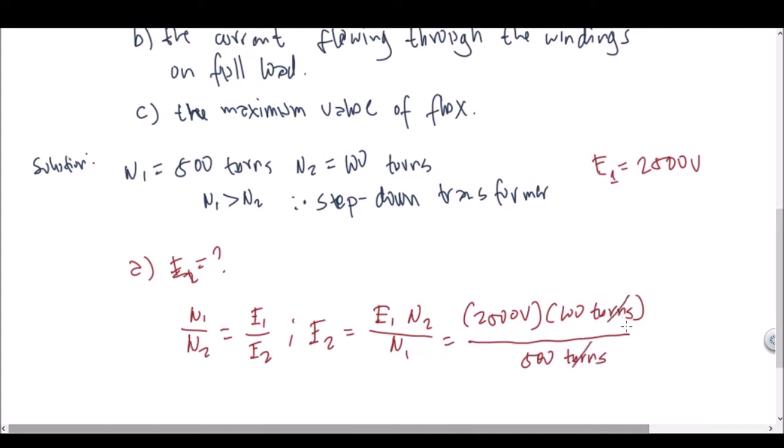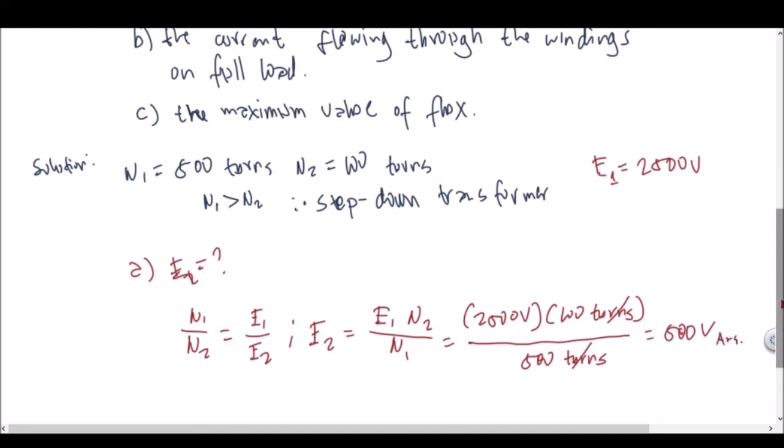Okay, so by using our calculator, you could also use your own calculator if you have one. We have 2500 times 100 over 500. That will be equal to 500 volts. So this will be our E2, the secondary voltage.